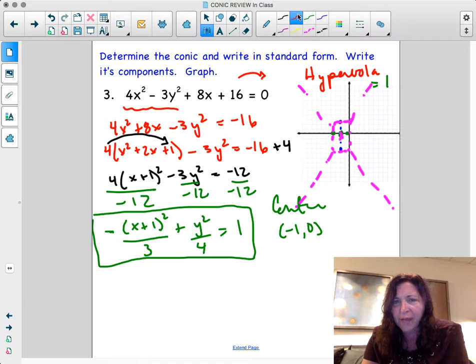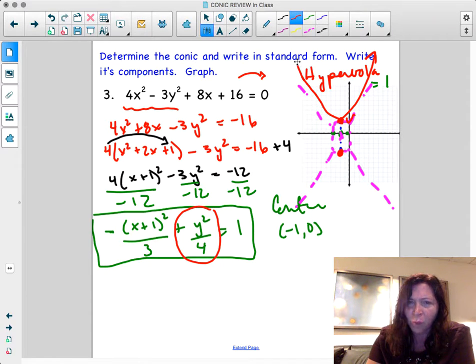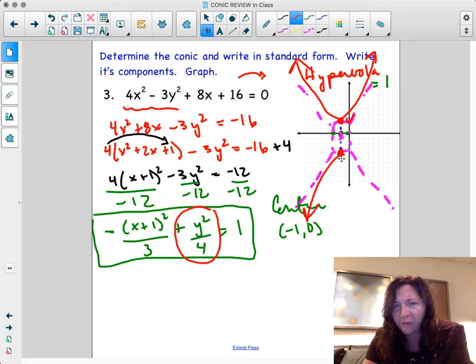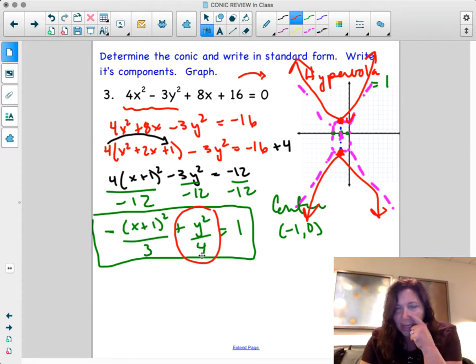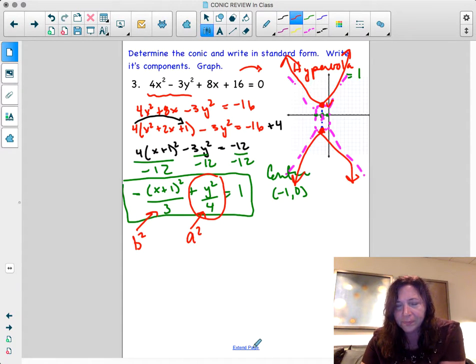The last thing I'm going to do is realize that my y squared term is positive. So that's my vertex right here, and that makes this my vertex. Therefore, my graph is going to arc up this way because y is positive. It's always on the positive axis. That being said, it also means that the number right here is a squared, and the value there is b squared.